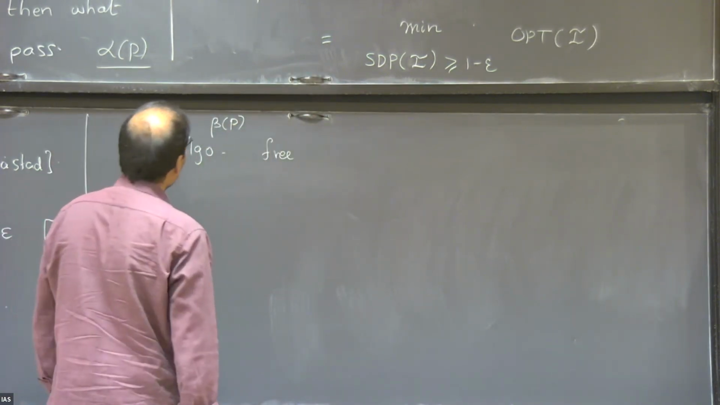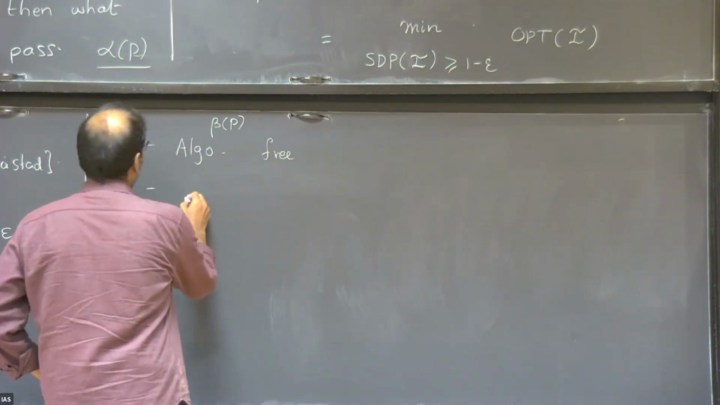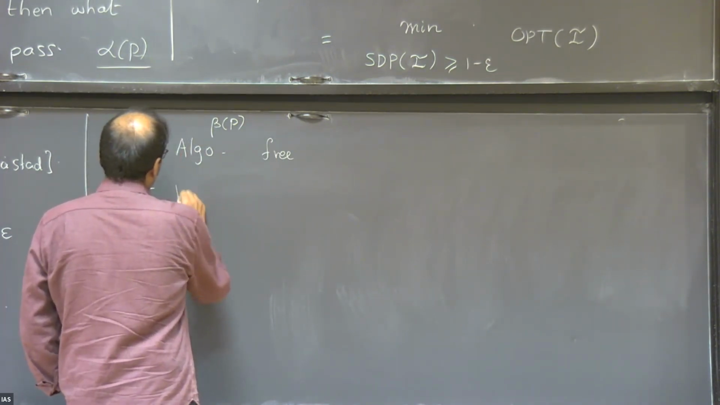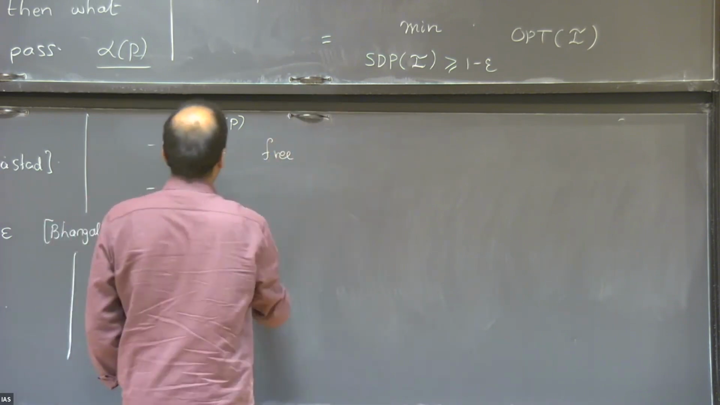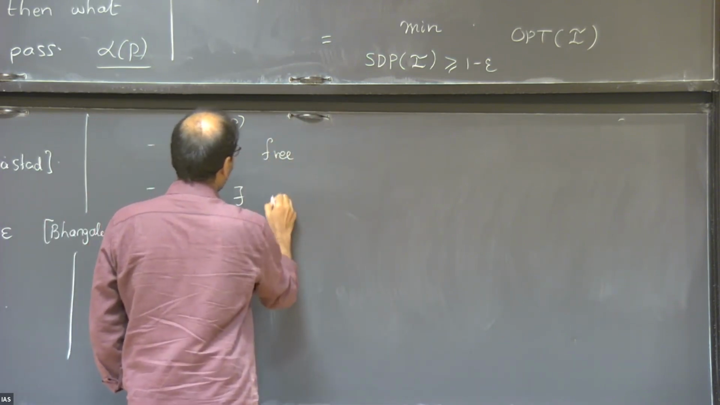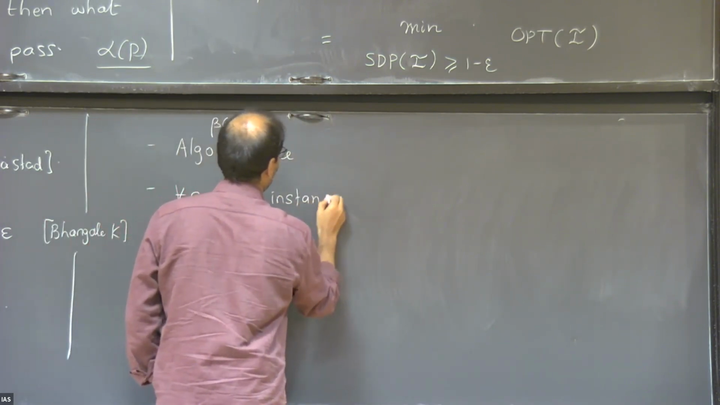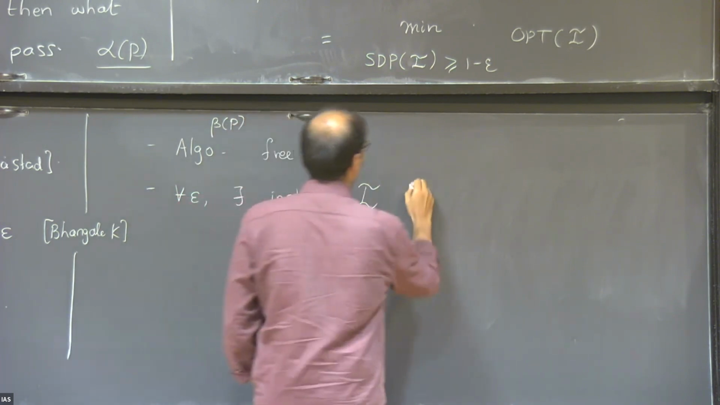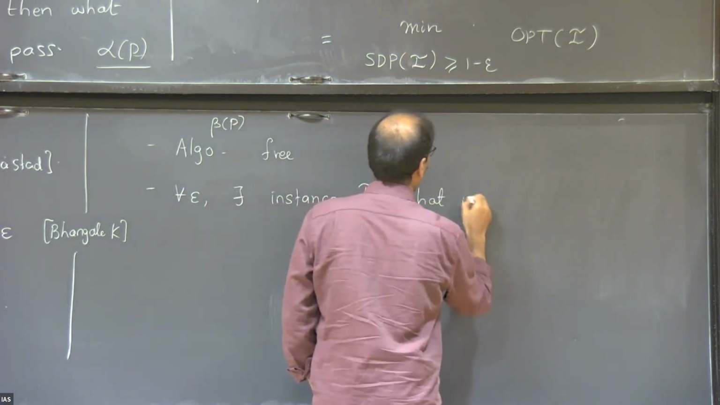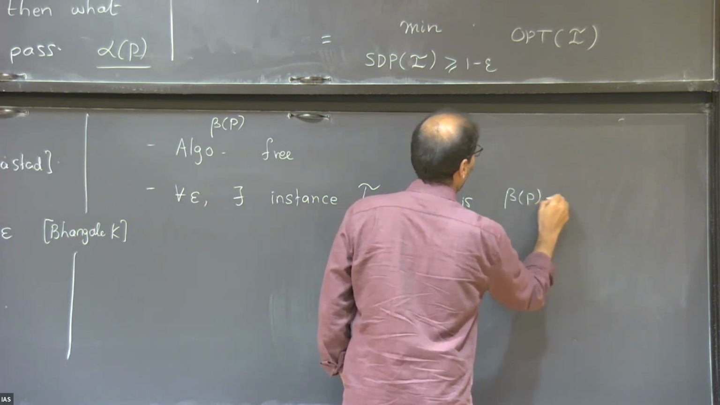On the other hand, for all epsilon, by definition, there is an instance I that is a beta P plus epsilon integrality gap instance.